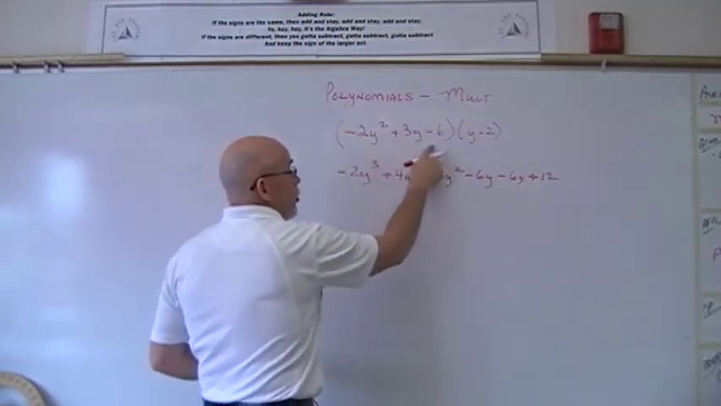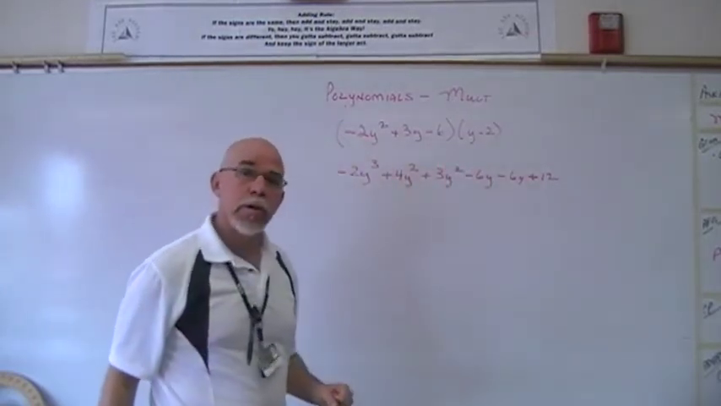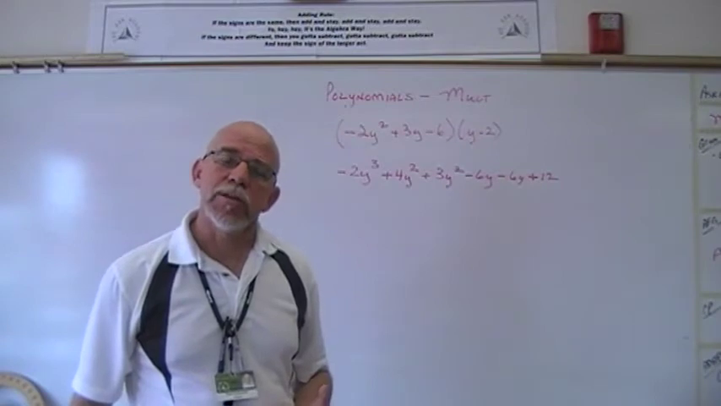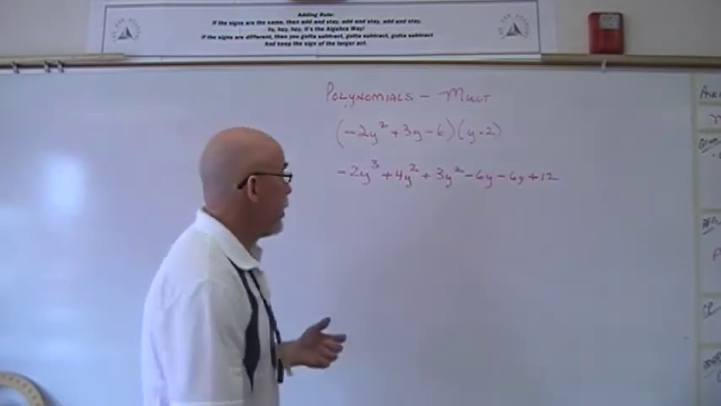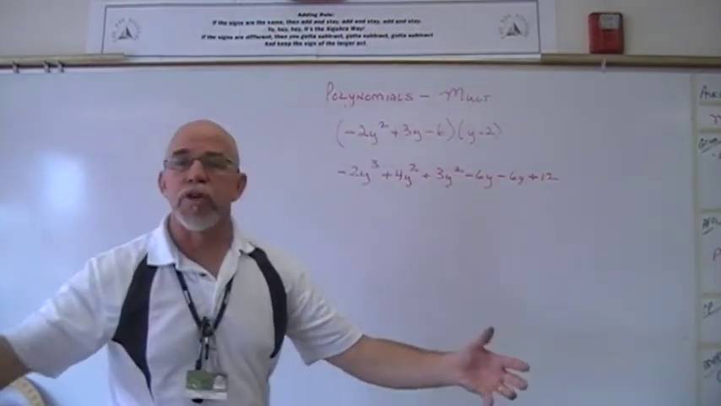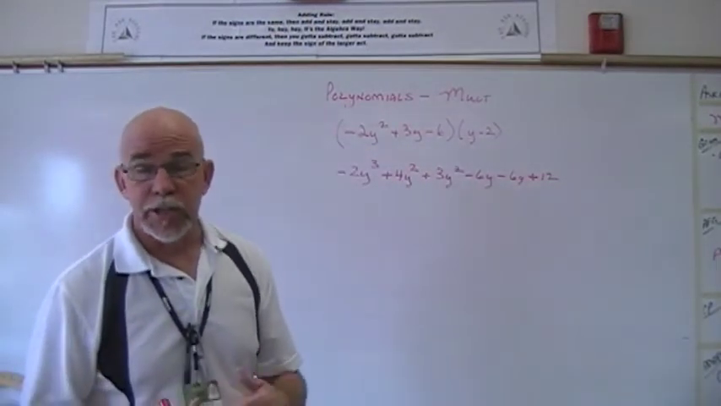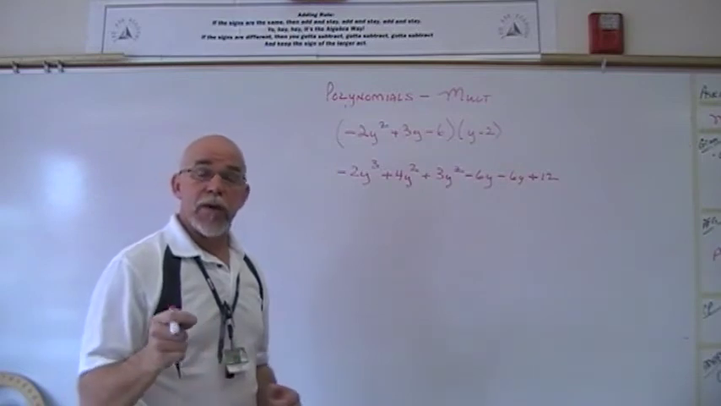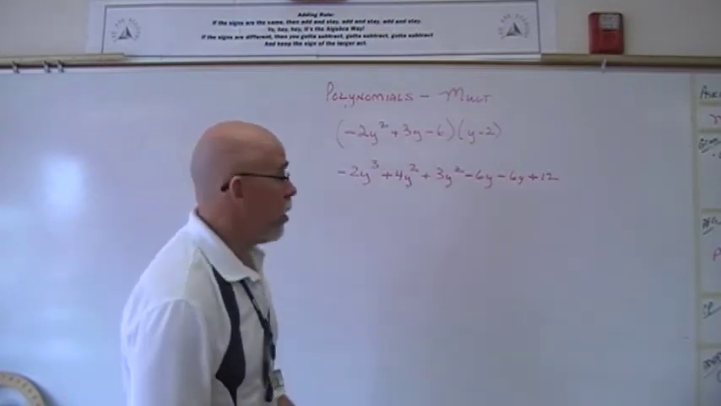I have 3 terms here multiplied times 2. I should end up with 6 things. 3 things times 2 things is 6 things. Did I end up with 6 terms? 1, 2, 3, 4, 5, 6. That's a check. You know you didn't forget one. You know you got everything, at least the number of them, correct. If I multiply correctly, I've got all of the terms correct.